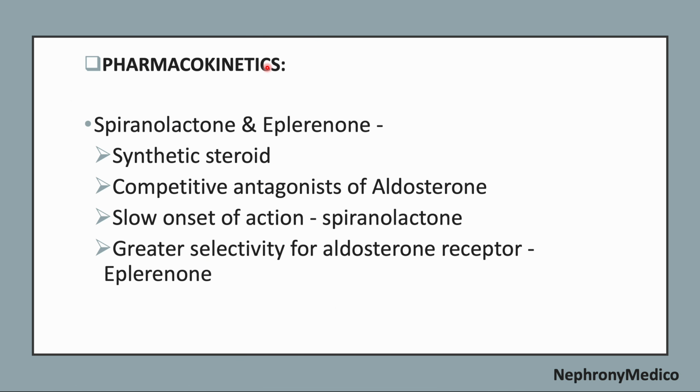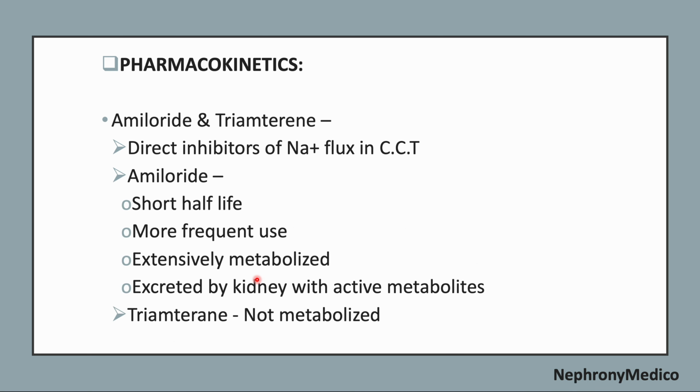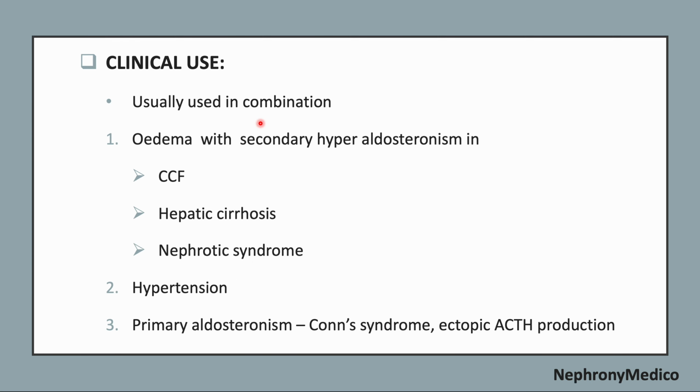Now, pharmacokinetics. Spironolactone and eplerenone are synthetic steroids and competitive antagonists of aldosterone. There is slow onset of action, and there is greater selectivity for the aldosterone receptor in the case of eplerenone. Now, amiloride and triamterene. These are direct inhibitors of sodium flux in the CCT. Amiloride has a short half-life and more frequent use, and it is extensively metabolized and excreted by the kidney with active metabolites. Triamterene is not metabolized.